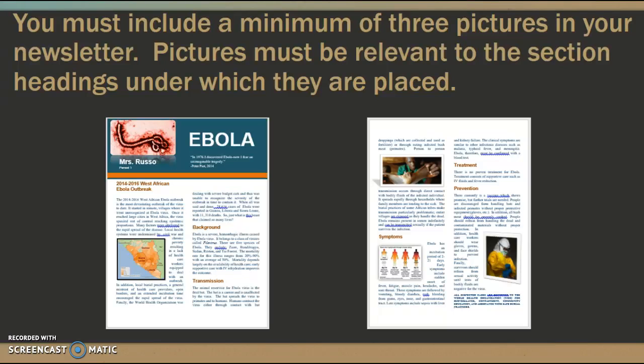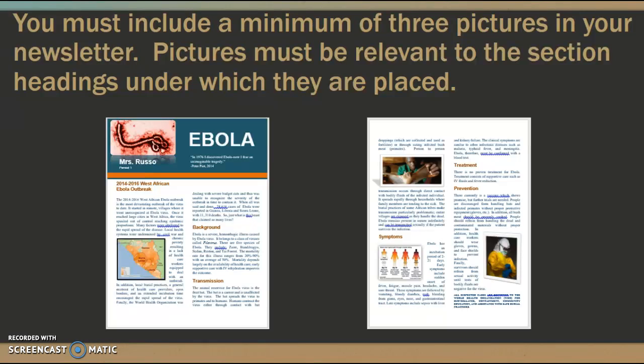Let's take a look at my newsletter and talk about pictures. You need to have at least 3 pictures for your newsletter, and not just any old pictures. These pictures need to be relevant, in particular to this section where you've placed them. Now, you can see in my newsletter in the title bar, there's a picture of the Ebola virus as it's seen under an electron microscope.